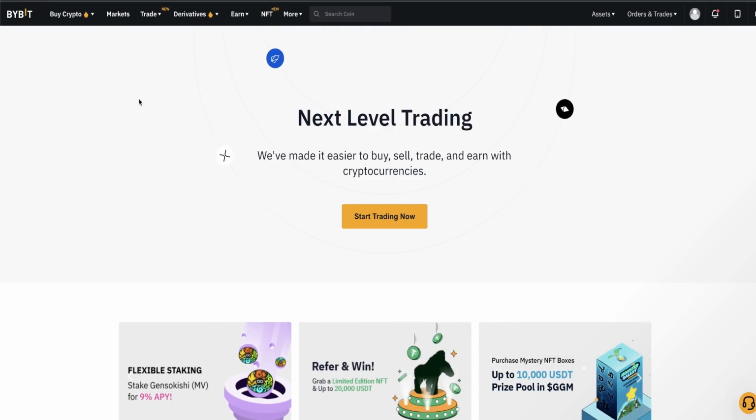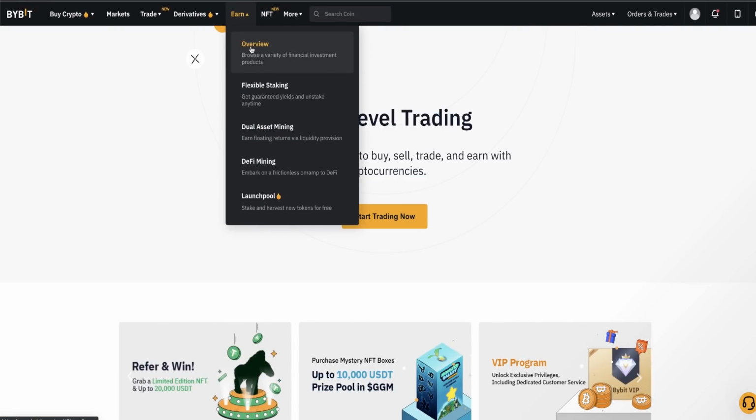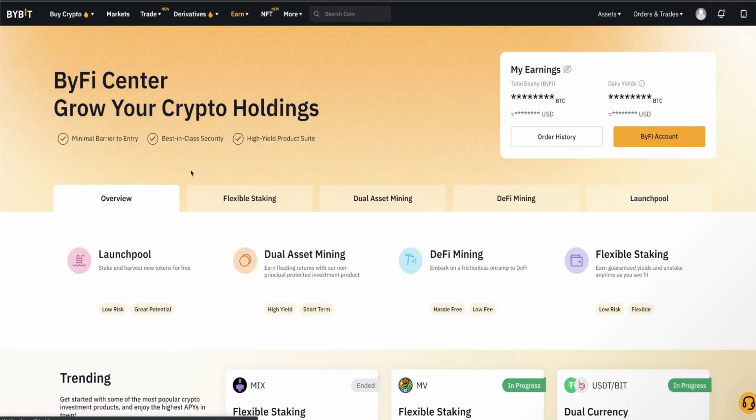But that's not all you have going on at Bybit. You also have the Earn feature. Let's take a quick look at this. Click on the overview here. So you can see they've got launch pools where you can basically stake and then harvest tokens for free, which is super awesome.